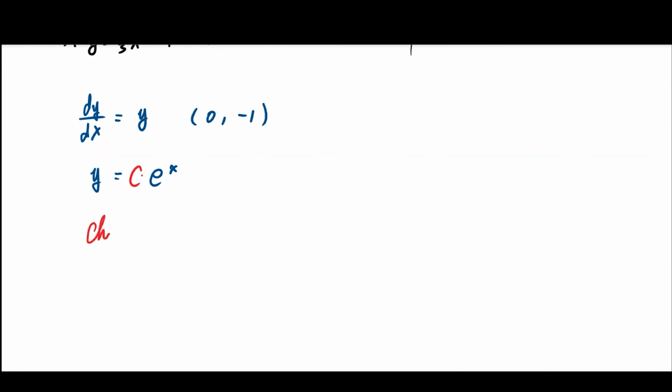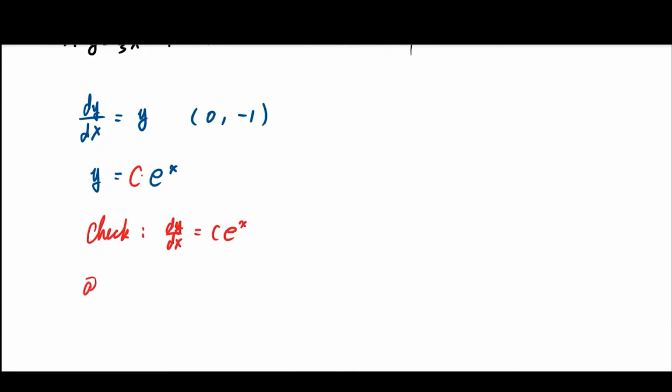Let's check. dy over dx. What is it? C times e to the x. Oh, so at least it satisfies this, right? So we have to satisfy this. And so this is a general solution. And that's a little weird. Why, instead of adding a constant, why would you put it here? You know what I'm saying?